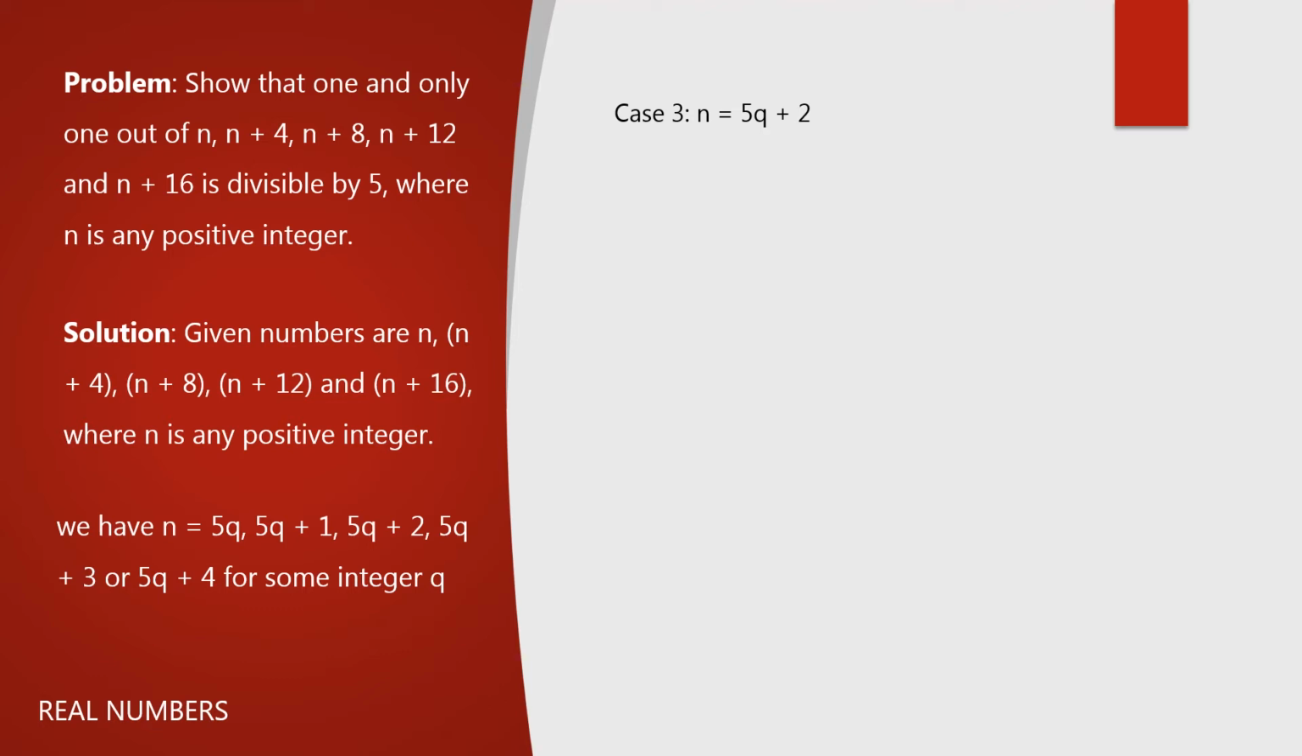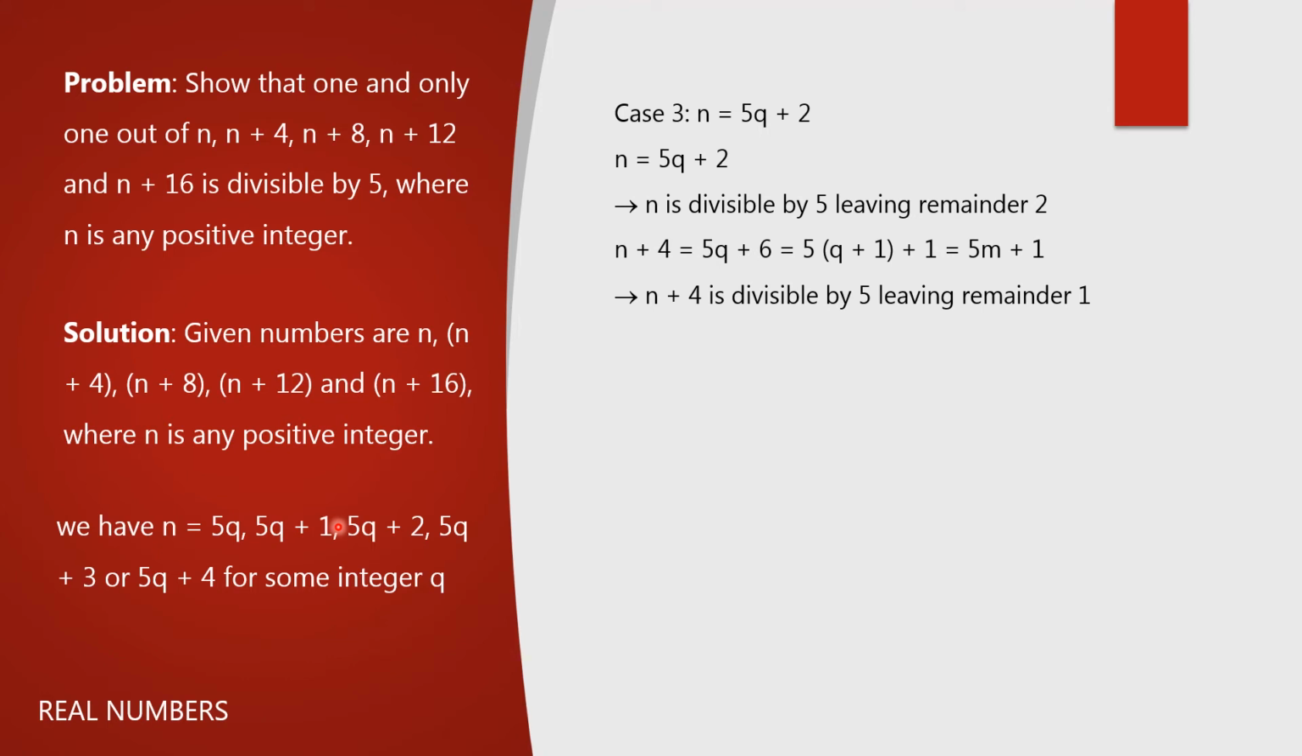Now case 3, n is equal to 5q plus 2. When n is equal to 5q plus 2, I can write n is divisible by 5, leaving remainder 2, as the remainder is less than 5. n plus 4, that is 5q plus 6, because 2 plus 4 is 6. 6 is more than 5.